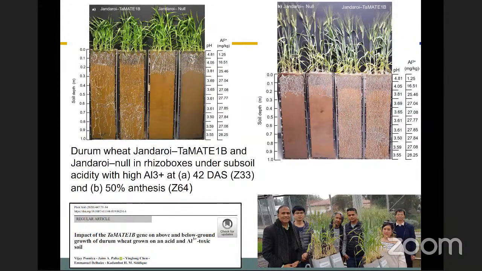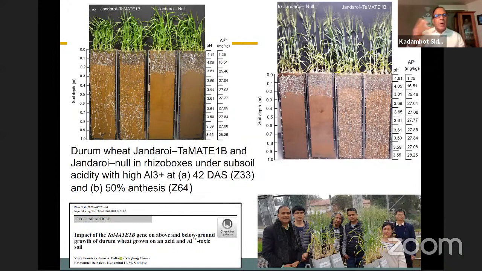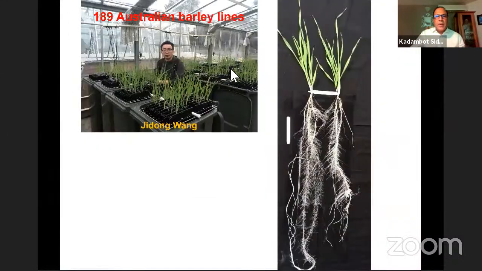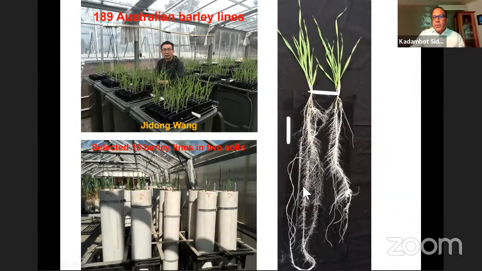Good. So moving on, then we did all the Australian barley genotypes. So you can see that another visitor came and did a wonderful work, Jidong Wang, and you can see the beautiful differences in root architecture here. Then we moved about 10 from the 189 to do further work in the tubes with the soil. These are semi-hydroponics.